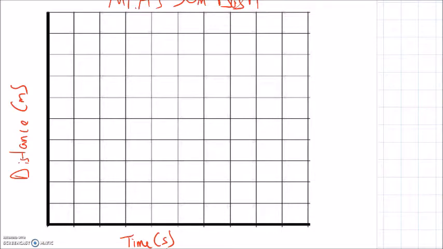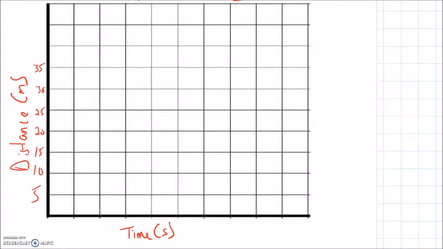We had to run a total of 30 meters, so let's go by fives here: 5 meters, 10, 15, 20, 25, 30, 35. And then time, we need to get up to 5 seconds, so let's go by half seconds. So this would be 0.5, 1, 1.5, 2, 2.5, 3, 3.5, 4, 4.5, and 5. We know our first point, easy, that was 0, 0, right? Because we started from a stop, so we had no time or no distance.